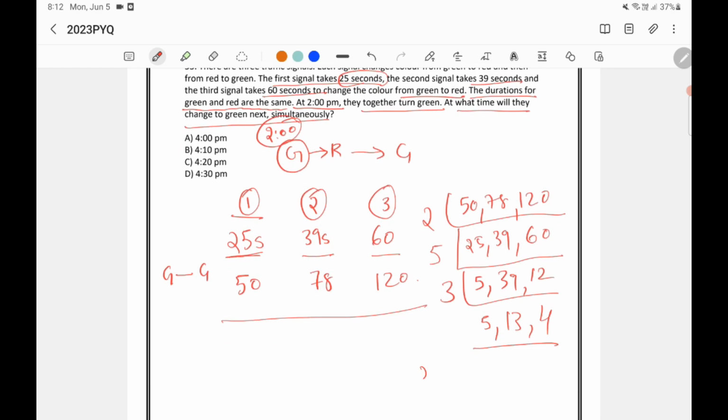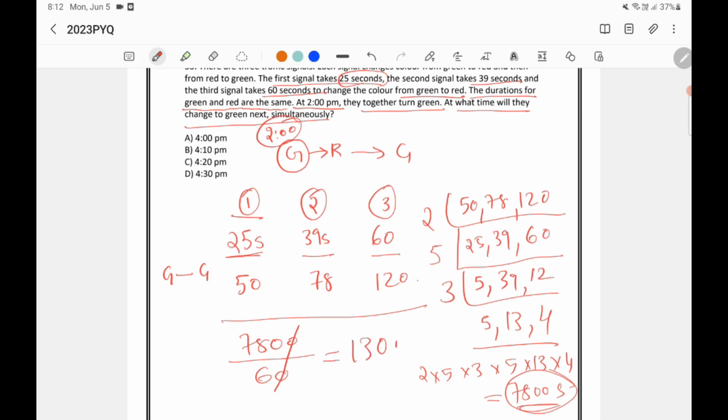Now the LCM is 2 into 5 into 3 into 5 into 13 into 4. If you do this, you will get 7800 seconds. So after 7800 seconds, they will all turn green together. Now we need to convert this into minutes. So 7800 by 60, you will get 130 minutes. So after 130 minutes, they are all becoming green again together.